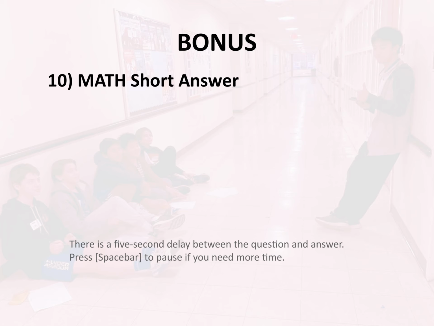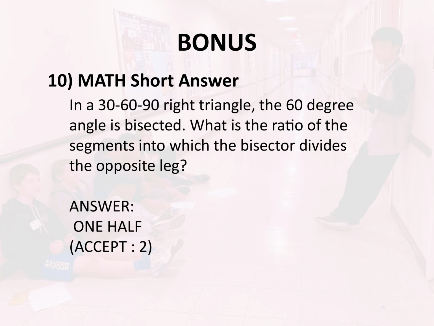Bonus 10. Math. Short answer. In a 30-60-90 right triangle, the 60-degree angle is bisected. What is the ratio of the segments into which the bisector divides the opposite leg? Answer. 1/2.